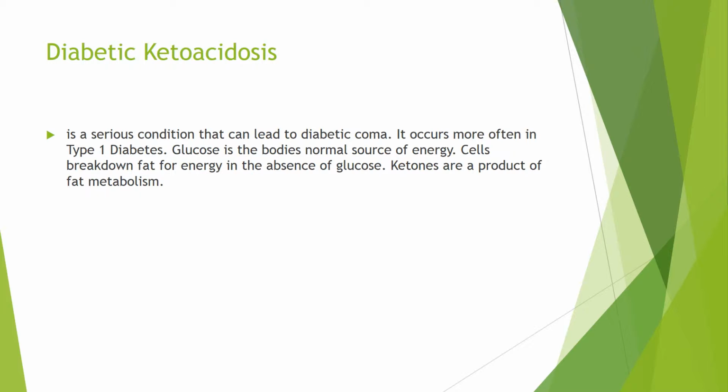Diabetic ketoacidosis is a serious condition that can lead to a diabetic coma. It occurs more often in type 1 diabetes. Glucose is the body's normal source of energy. Cells break down fat for energy in the absence of glucose, and ketones are a product of fat metabolism.